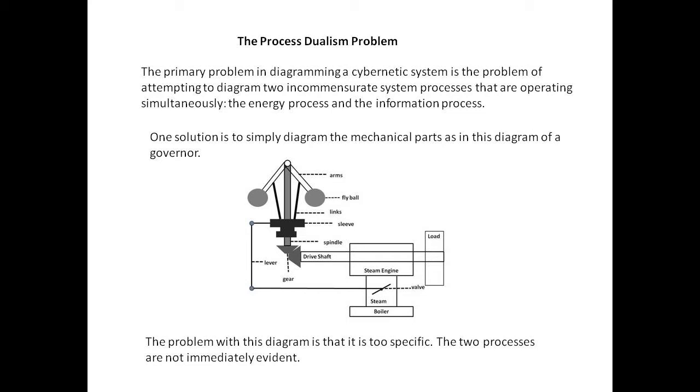Thus, the boiler produces steam, the steam engine drives the drive shaft. The drive shaft is connected to a spindle. The spindle has arms with fly balls on them, so that when the spindle spins, the fly balls are linked to a sleeve, which will go up and down depending on the speed at which the spindle is moving. That sleeve is connected to a lever, which is connected to a valve, which controls the amount of steam that is going into the steam engine. The problem with this diagram is that it is too specific. The two processes are not immediately evident.